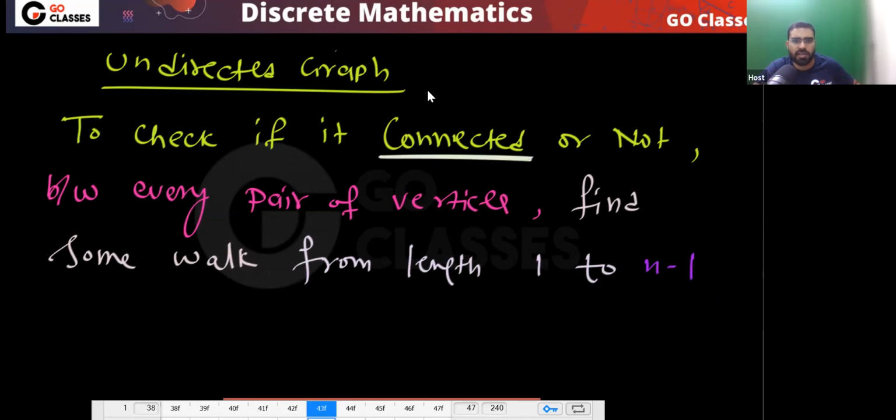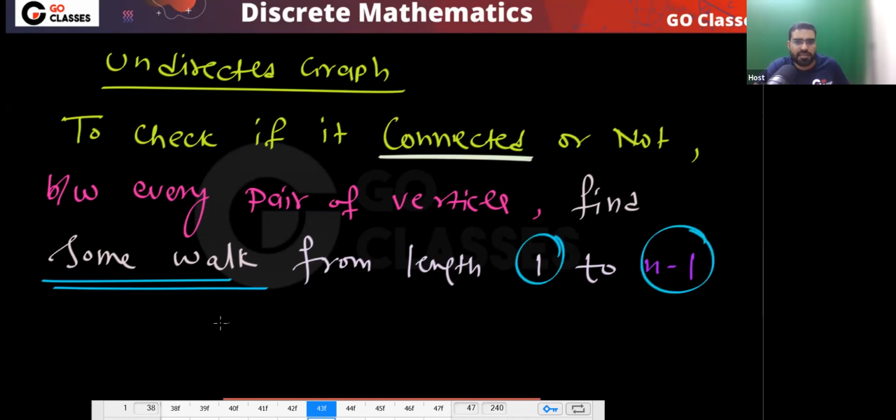Yes or no? In the worst case, I will try to find some walk from length 1 to length n minus 1. This is the worst case. There is no need to find a walk of length n. Agree? So to check if the graph is connected or not, between every two vertices you try to find some walk from length 1 to n minus 1. There is no need to find a walk of length n.